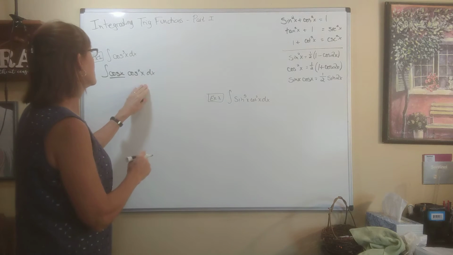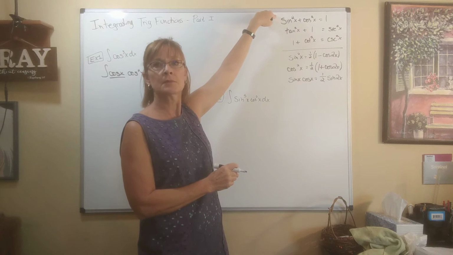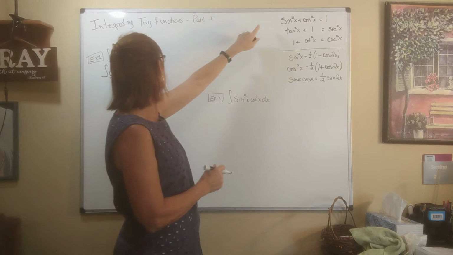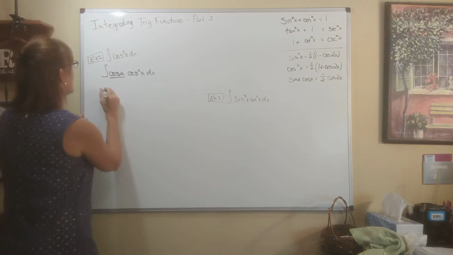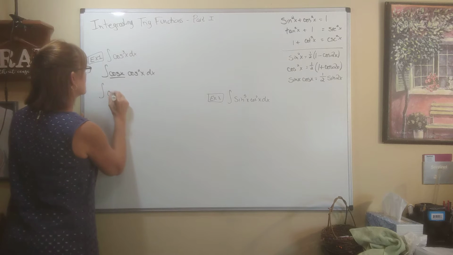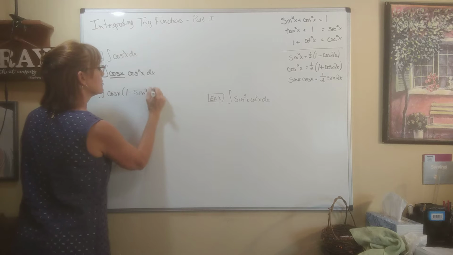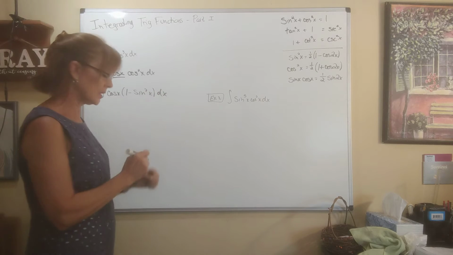How am I going to rewrite him? I'm going to rewrite him using the Pythagorean identity. Sine squared x plus cosine squared x is 1. So I want to rewrite this in terms of sine. So that's 1 minus sine squared x dx. Now I can use u substitution, no problem, to get through this.